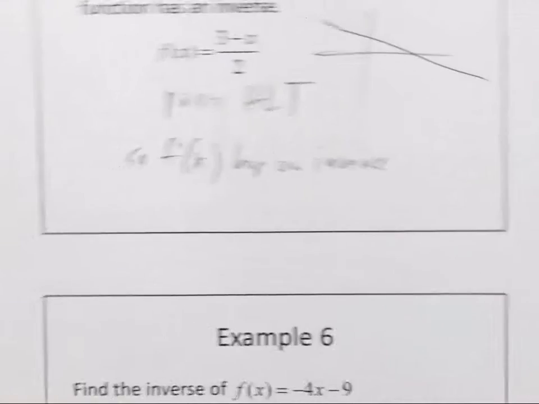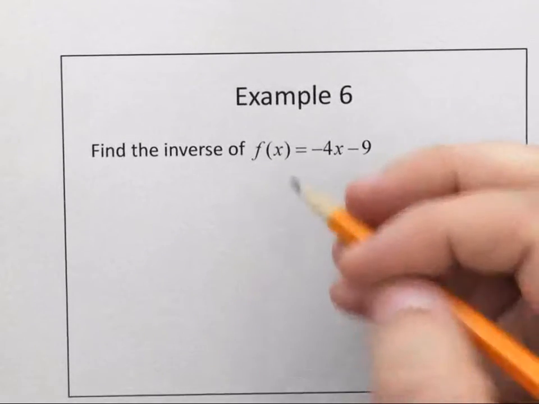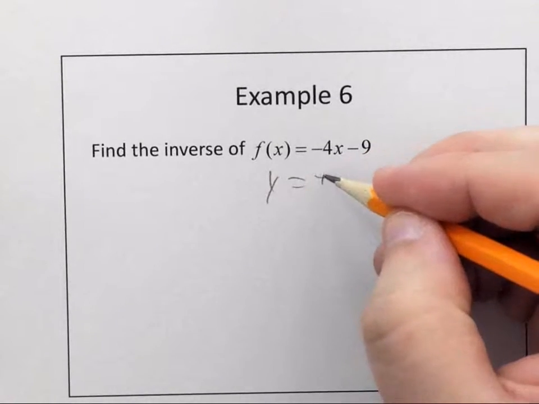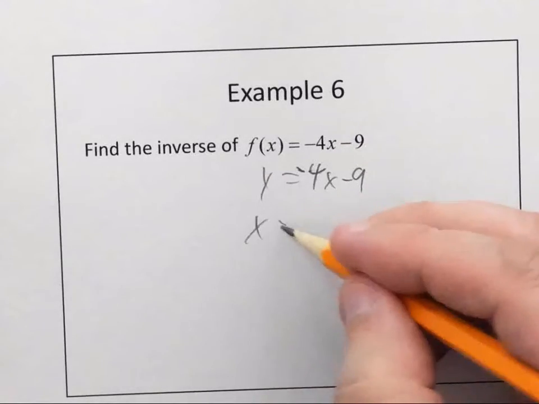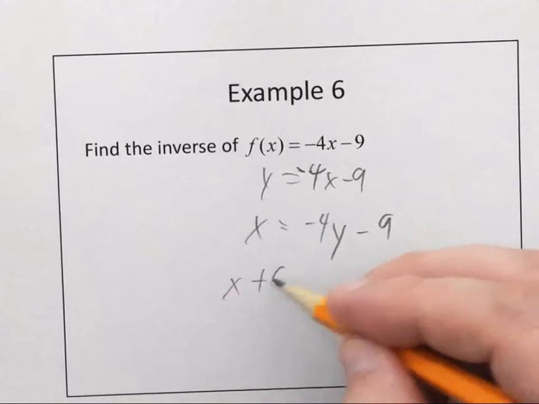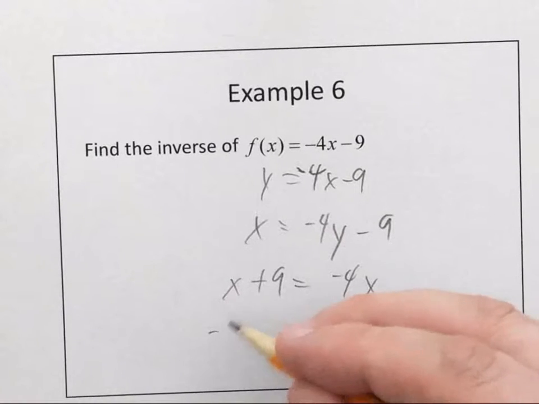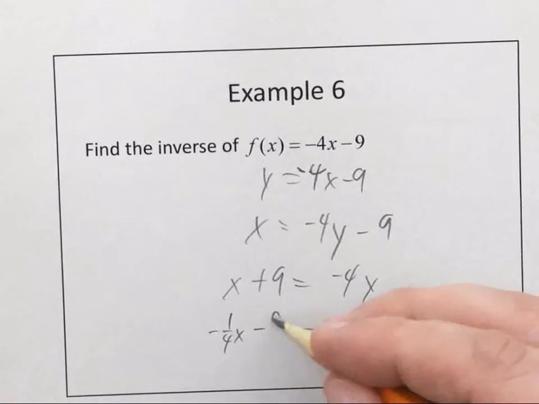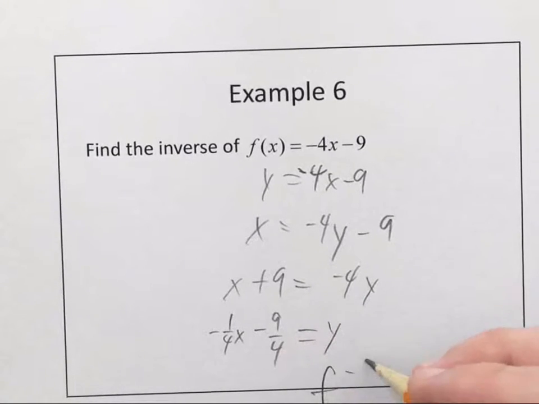Okay. Going down here, negative 4x minus 9. Find the inverse. Well, first off, it's linear, so I know it has one. It's not vertical or horizontal. So to find it, again, y equals negative 4x minus 9. Switch the x and the y. Add the 9. Solve for the y. So I get negative 1/4 x minus 9/4. That would be your inverse function, so I'm going to rewrite it.